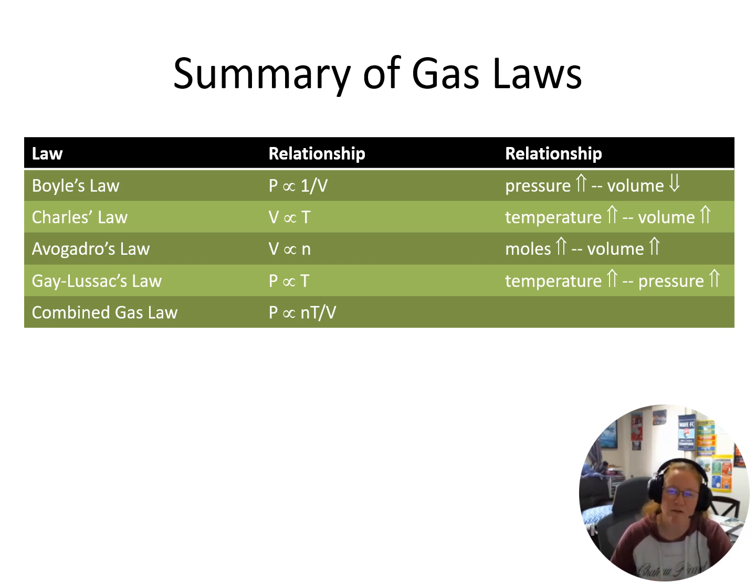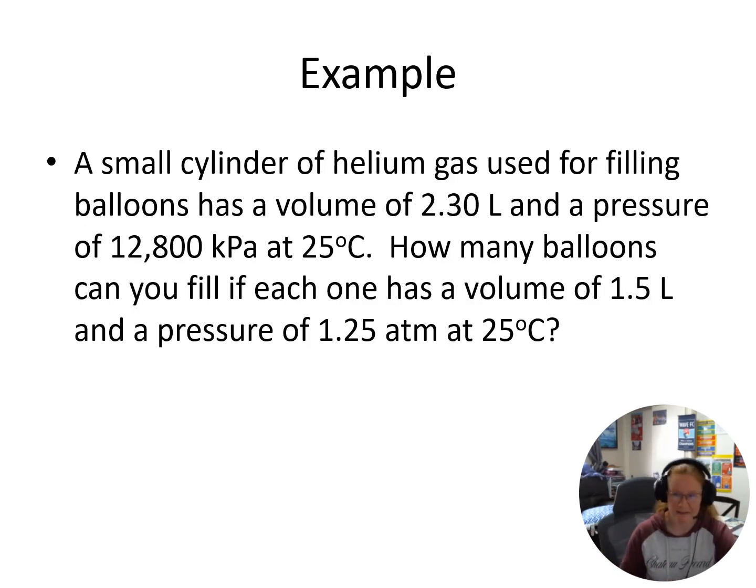So when we solve problems with these gas laws, what we're going to do is first we have to identify condition 1, and then we identify condition 2. And we figure out what variable is missing, and then we solve. Okay? All right, so here I have some helium.